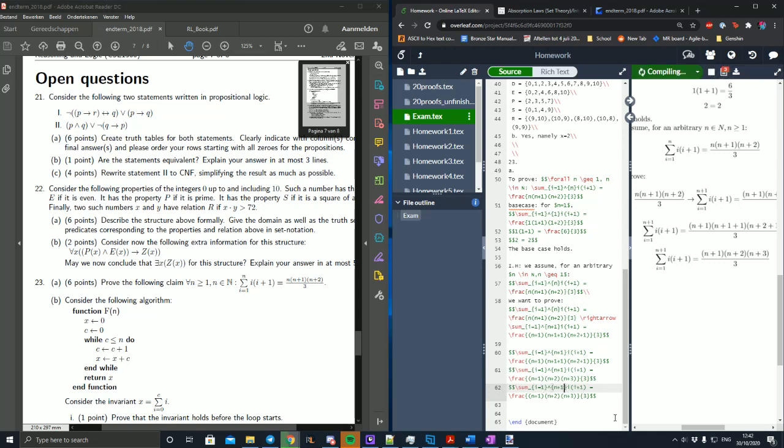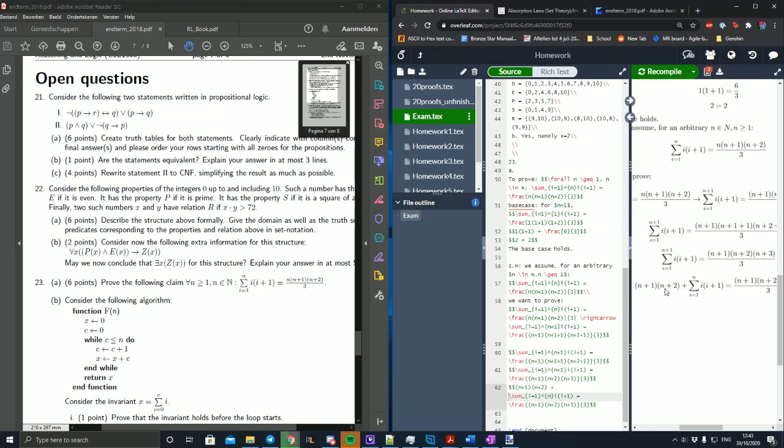We can say that this is equal to n plus 1 times n plus 2 plus this thing. And that is because, let me compile it, yeah, that is because we take this n plus 1, we fill it in here, and we take it outside of the summation. So then we have the sum from i is 1 to n of this thing, plus n plus 1 times n plus 2. And that's because we fill that in here.